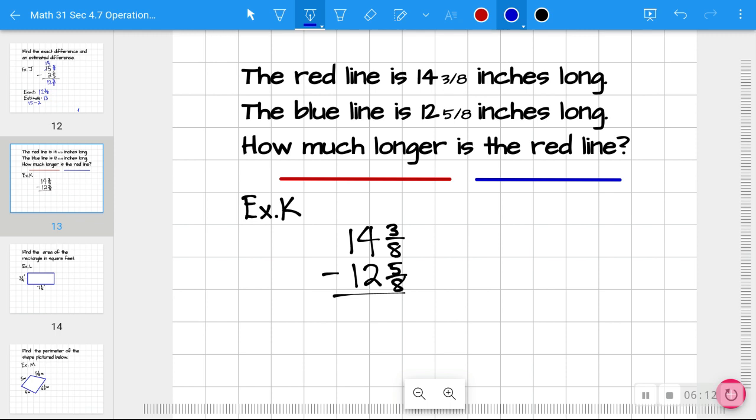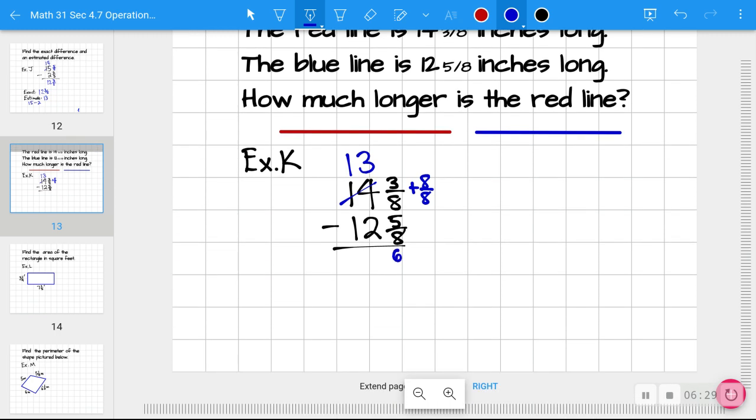And in this case, we have 3 minus 5, which we can't do. We got to borrow here. So let's make this 13, and that'll buy us another whole 8/8. So there's 11/8 on that top line, minus 5/8 would be 6/8. And then 1. Now you do have to simplify the 6/8 by dividing by 2. So you get a final answer of 1 3/4.